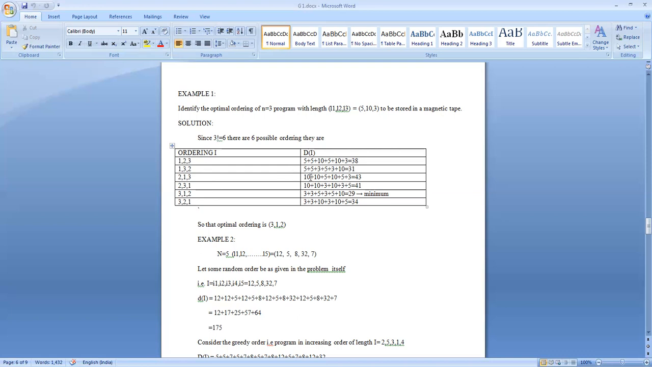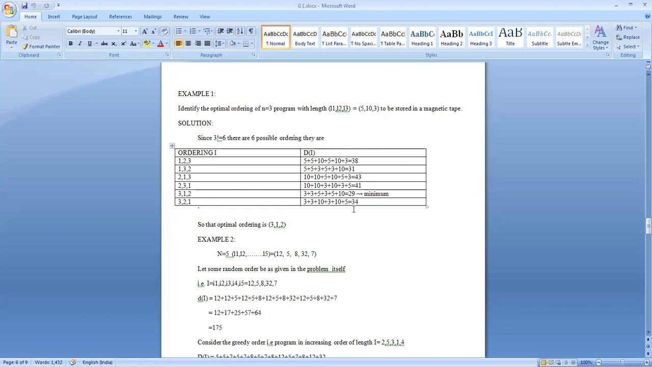Length of the second program is 10. Then when you consider the first program also, that is 10 plus 5. Then when you consider the third program, it is 10 plus 5 plus 3. Altogether, it is 43. Like this 3, 1, 2 means the length of the third program is 3. Then the first program is considered, 3 plus 5. Then the second program is considered, 3 plus 5 plus 10. It is equal to 29. Like this, all these things are considered.